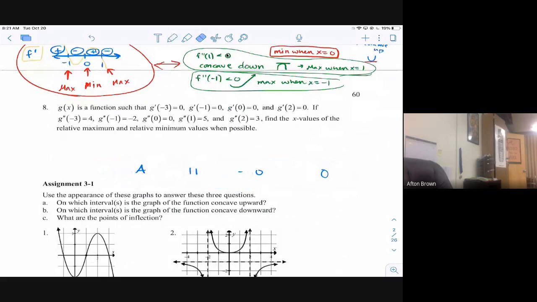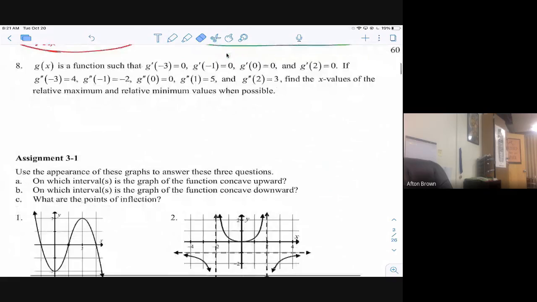So on example 8, again, they're trying to come up with a way where you have to use the second derivative test and you can't just use the first derivative test. So they do this by giving us a bunch of numerical values. It just says g is a function such that g prime at -3, g prime at -1, at 0, and at 2. What do you notice about all 4 of those values though?